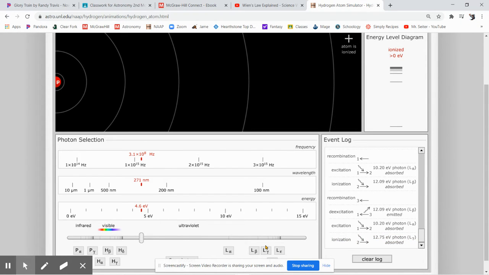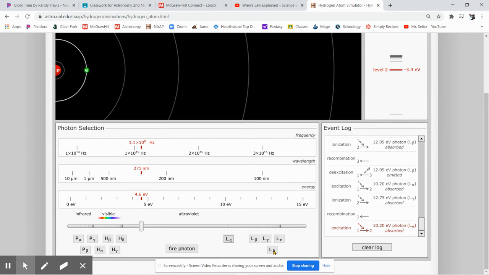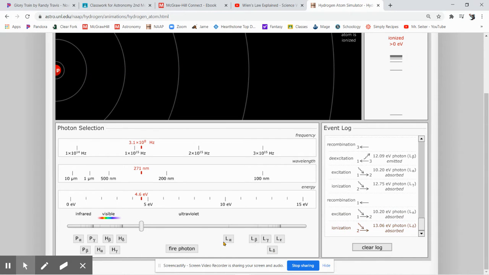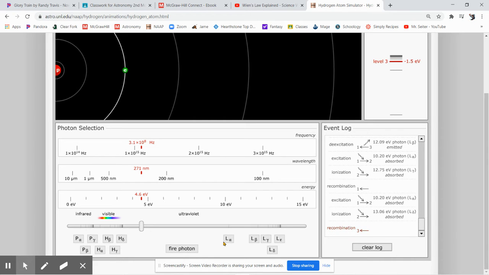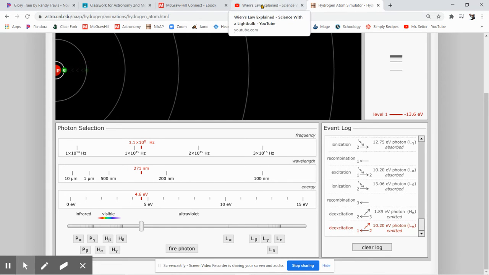When this electron comes back, if it is in a further away orbit, I don't remember what combination I just used, but there we go. Anyway, you can see, boom, it's giving off light. All right. It works differently in a black body, like a light bulb filament.